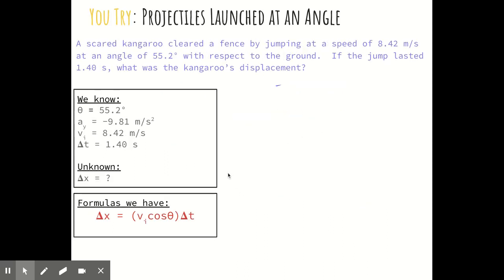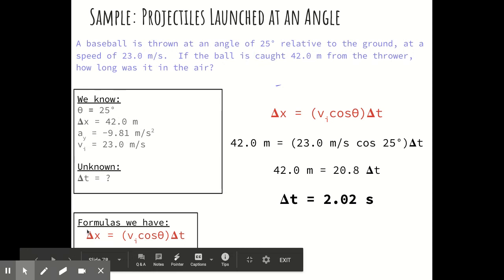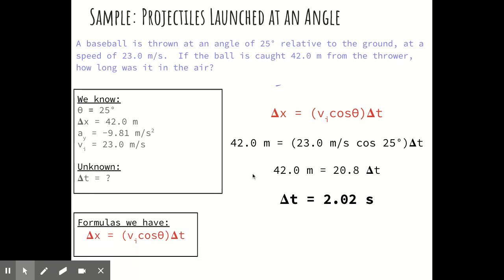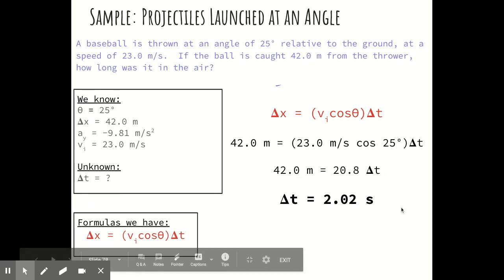So you're going to use this delta x formula. We know the initial velocity, we know the angle, and we're trying to find the time. So we plug in and solve for our missing variable. We plug in our horizontal distance of 42 meters. We have the initial velocity of 23 times cosine 25 degrees times time. Then we break this down and solve for it. In the end, we end up with 2.02 seconds.